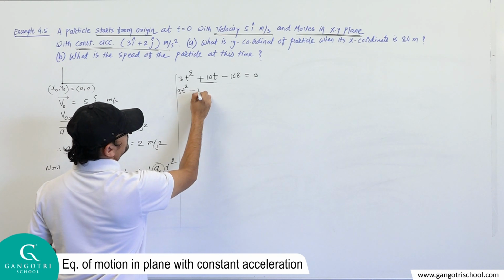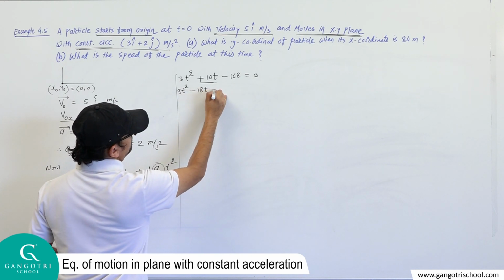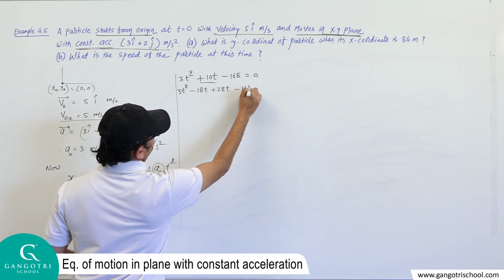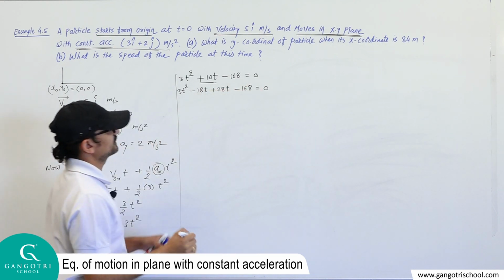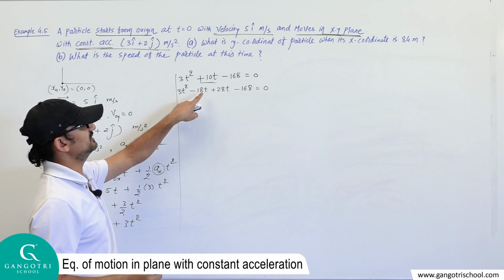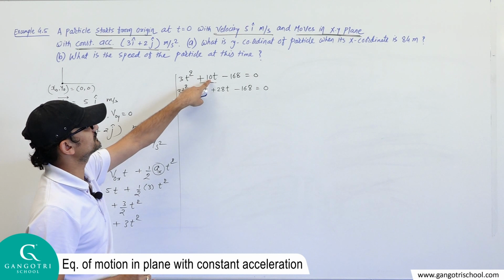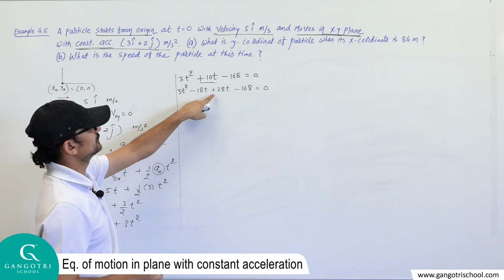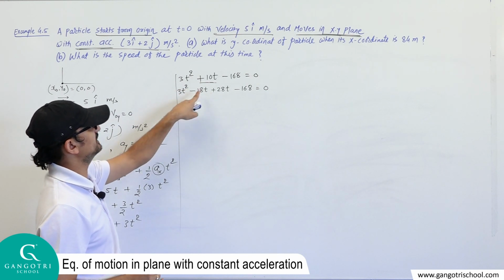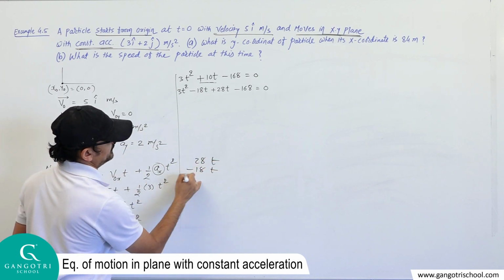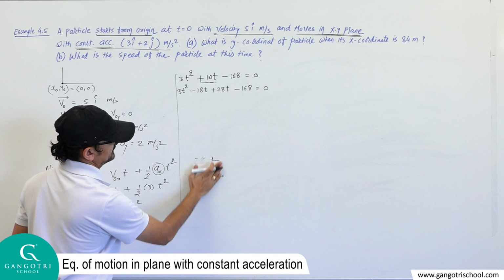Can I write minus 18t plus 28t minus 168 is equal to 0? 28 minus 18 gives you plus 10, so we divide this 10t this way: 28t that is plus, and minus 18t. 28t minus 18t gives us 10t positive, that's why.